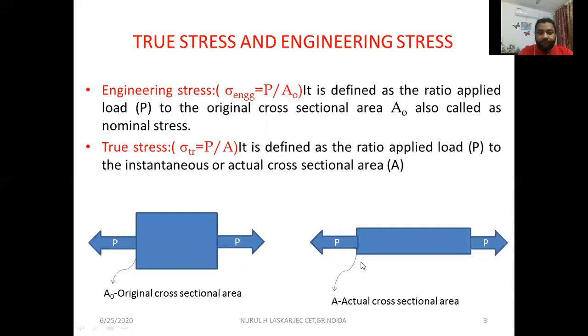So the stress developed after the application of the load, with the actual cross-sectional area, is called the true stress. That is sigma TR is equal to P upon A, where A is the actual cross-sectional area, and P upon A naught is the engineering stress. It is normally load upon the original cross-sectional area. So these are the differences between engineering stress and true stress.